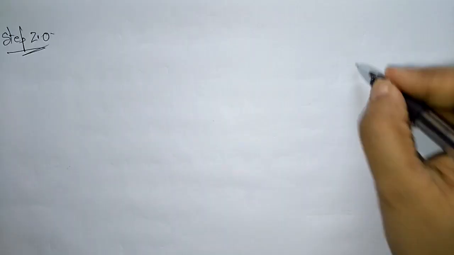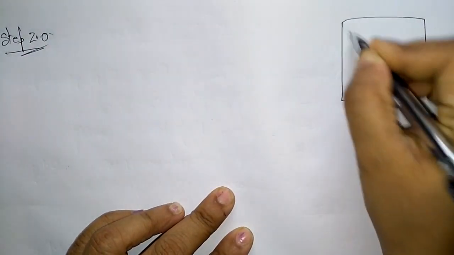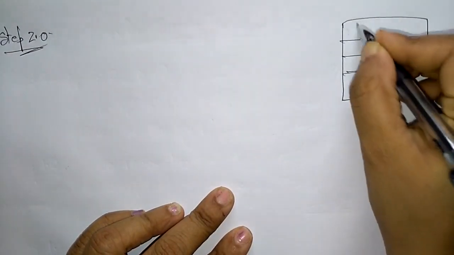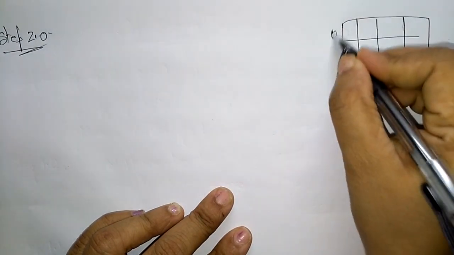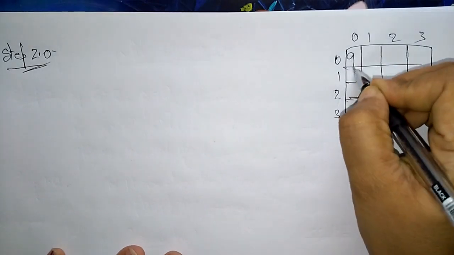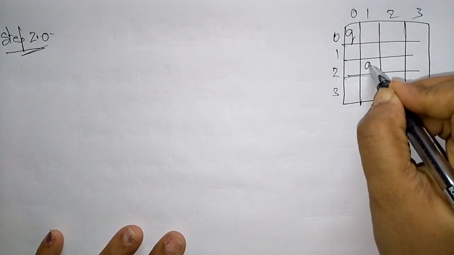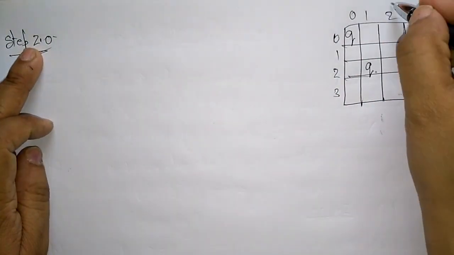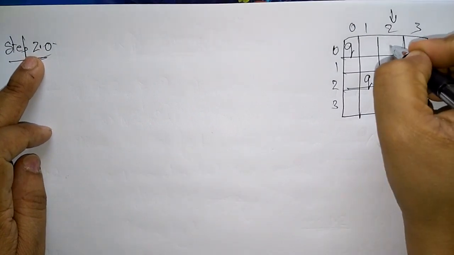Step 2.0. Again I am writing here 0, 1, 2, 3, 0, 1, 2, 3. So the first Q I placed here and the second Q I placed here. Now I am checking 2.0. Now I am checking the second column to place.